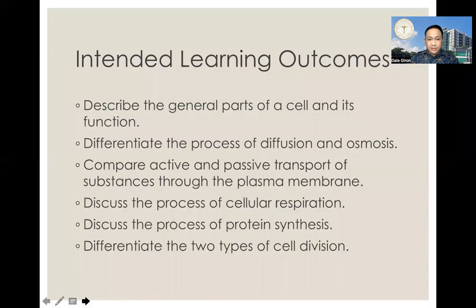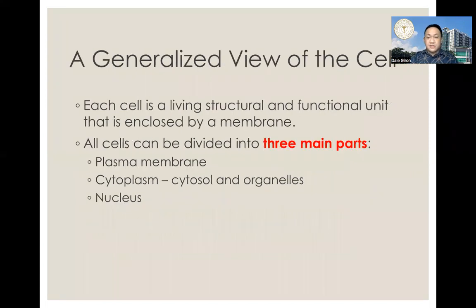Now, for the learning objective outcomes, we will be describing the general parts of a cell and its function, differentiating the process of diffusion and osmosis. We'll be comparing active and passive transport of substances through the plasma membrane, discussing the process of cellular respiration, the process of protein synthesis, and differentiating the two types of cell division. Now, let's go to a generalized view of the cell.